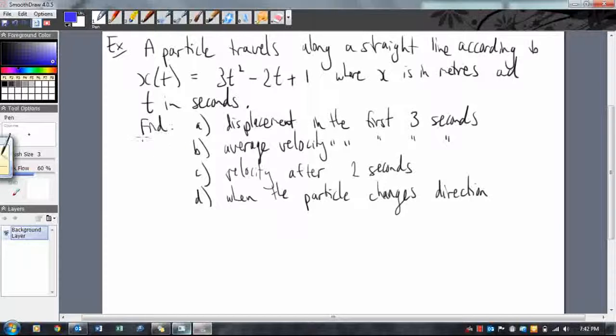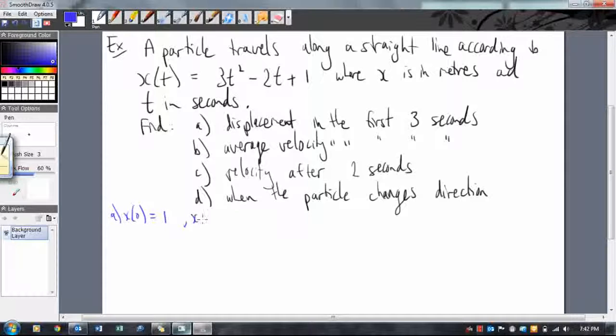Okay, so remember what displacement means. Displacement means how far has it changed in position. So we need to know its position at time 0. That will tell us where it starts from, and then we need to find the position after 3 seconds, and the difference in those is displacement. So x of 0 is equal to, all we do is substitute 0 into here. So its position is 1 at time 0.